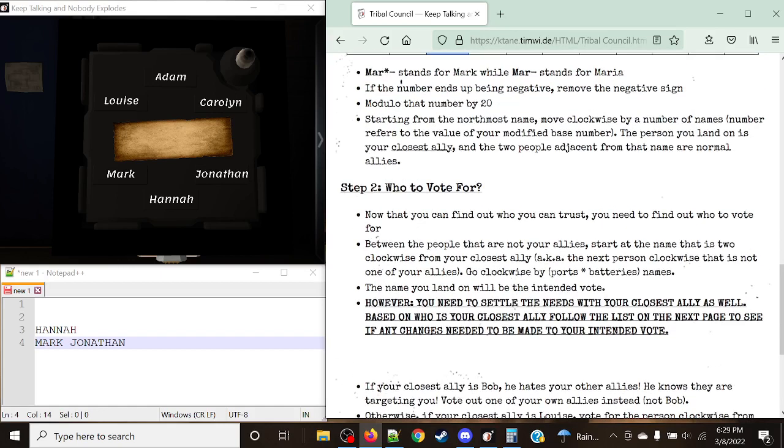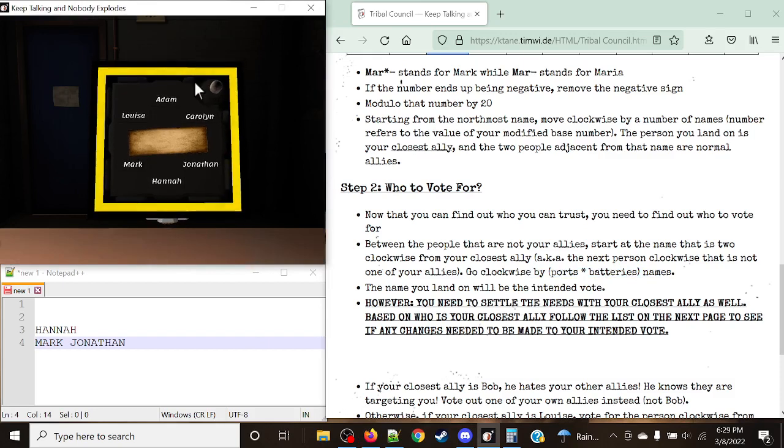Now we need to figure out who we vote for. Between the people that are not your allies, start with a name that is 2 clockwise from your closest ally, so the next person clockwise that is not one of your allies. We're going to start at Luis, and then go clockwise, counting by the number of ports times batteries names. So let's calculate that.